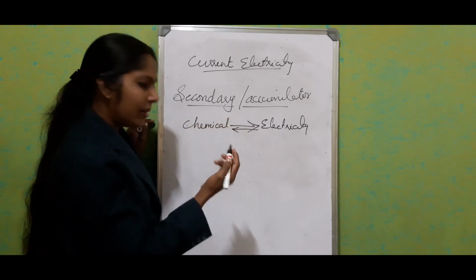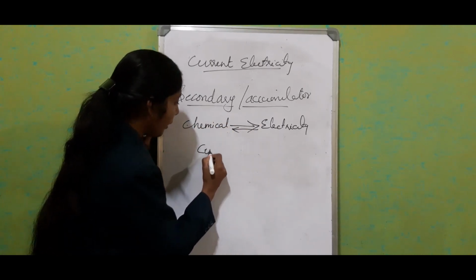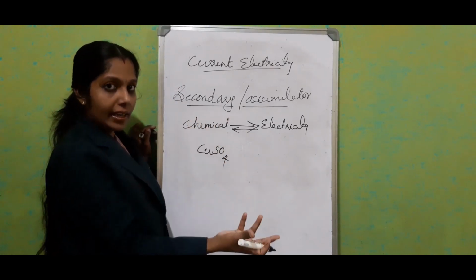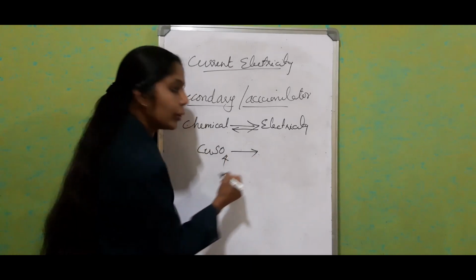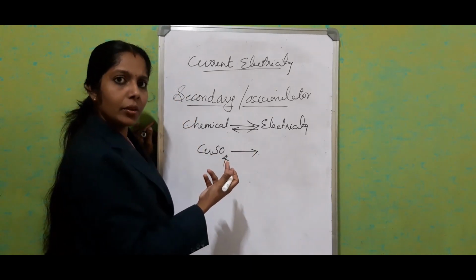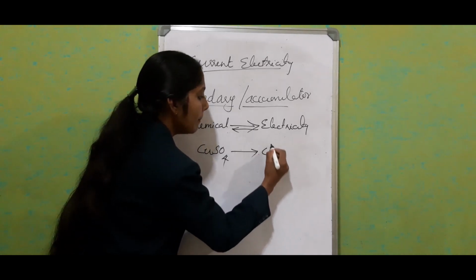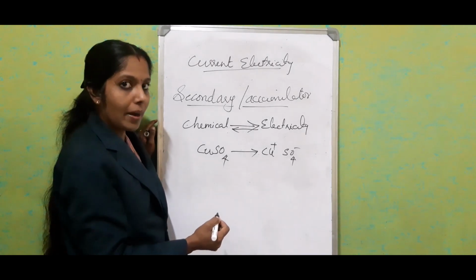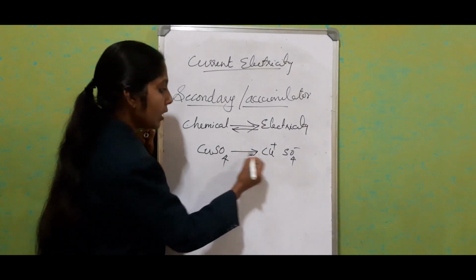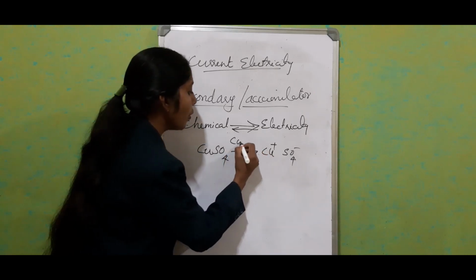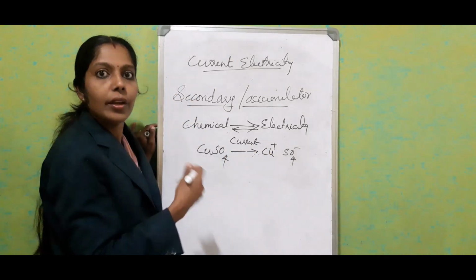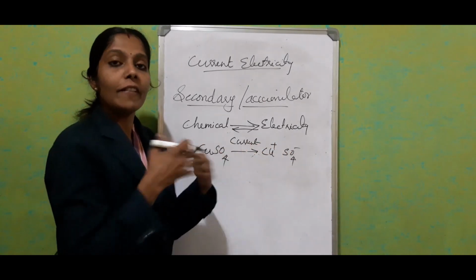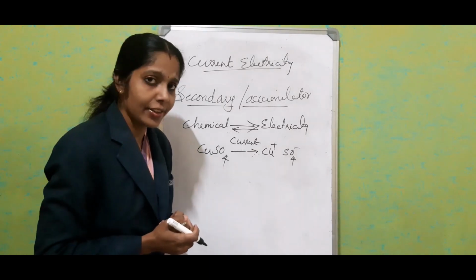Or like a simple example, not the exact one, but consider CuSO4, copper sulfate. When the current is drawn from the circuit, how will it change? You might have studied in chemistry, no? Cu plus and SO4 minus. So this is what happens when the current is drawn from the cell.